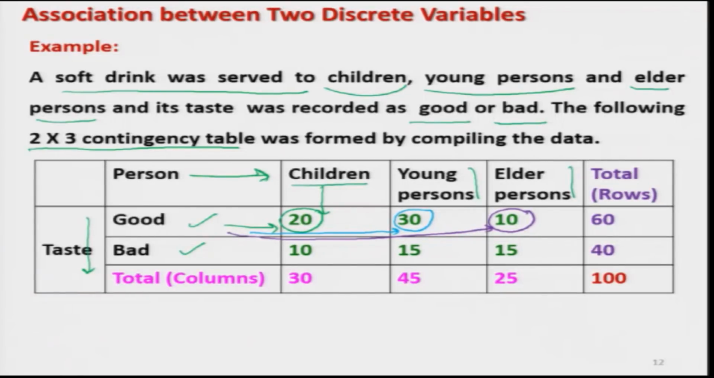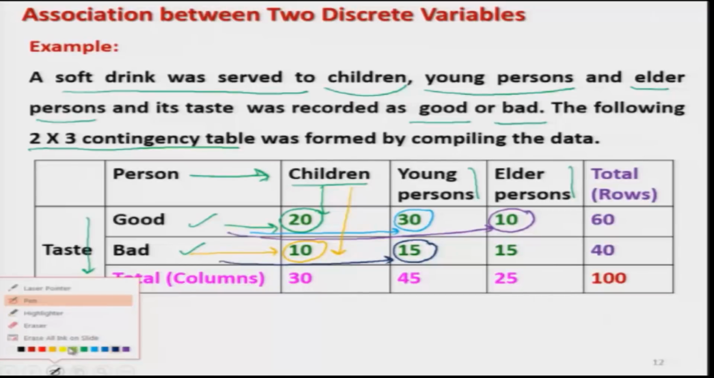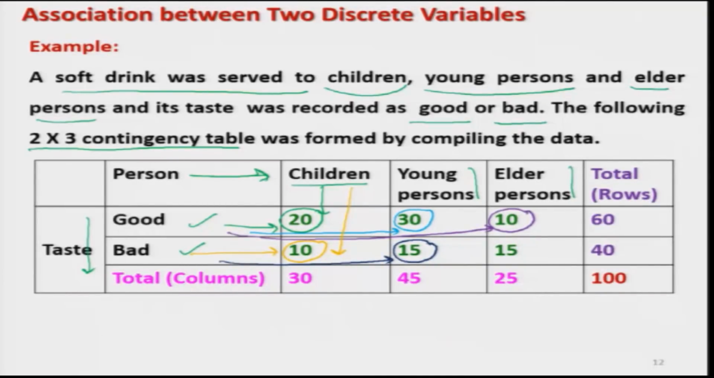And similar information was obtained for children, and there are 10 children who said that the drink is bad. Similar to this, there are 15 young persons who said that the drink is bad. And similar to this, there are 15 elder persons who said that the drink is bad.